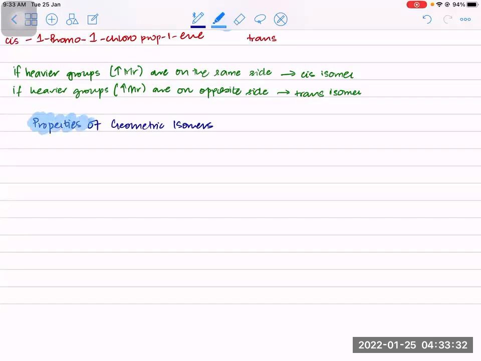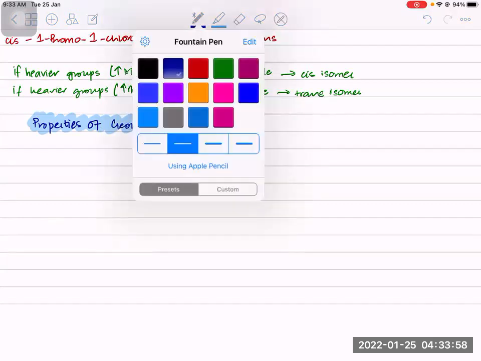Now, let's see the properties. Since the cis and trans have a difference in arrangement, the arrangement of atoms is different. In cis, similar atoms are on the same side of the molecule. In trans, similar atoms are on opposite sides of the molecule. So that will be the difference between these two, and let's see how that affects the properties of these isomers.